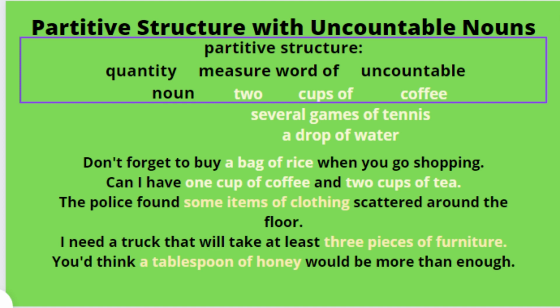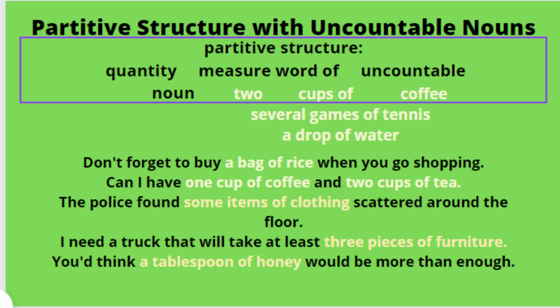For example, we cannot usually say two breads because bread is uncountable. So, if you want to specify a quantity of bread, we use a measure word such as loaf or slice in a structure like two loaves of bread or two slices of bread. We call this structure a partitive structure. Now let's see some examples.